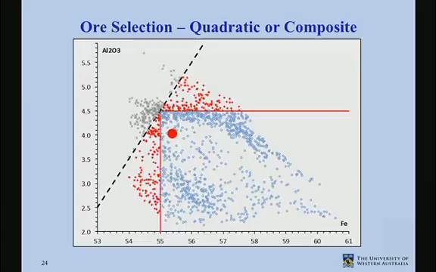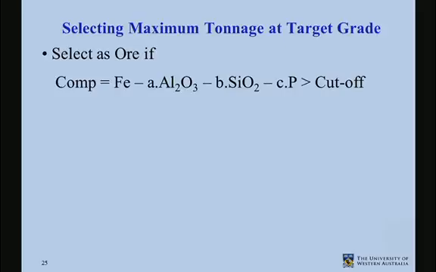And how to do that? You select the ore. What we had with that slanting line was, in effect, a composite function. The iron minus so much times the alumina minus so much times each of the contaminants had to be bigger than some cutoff value. And what we do would be to iterate over the coefficients A, B, and C.